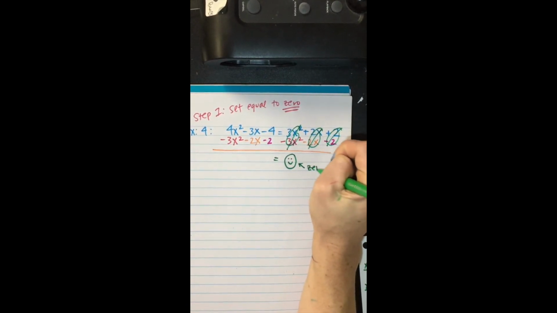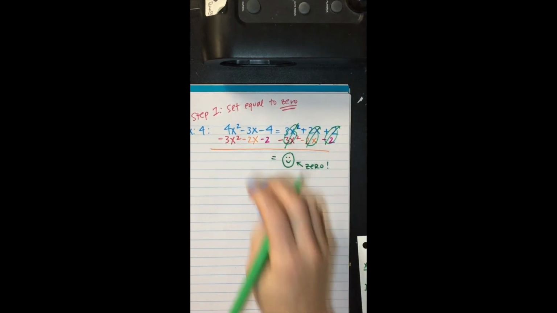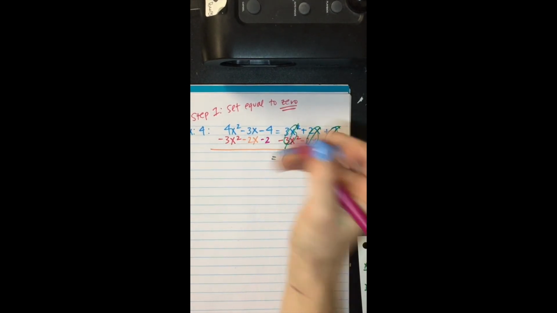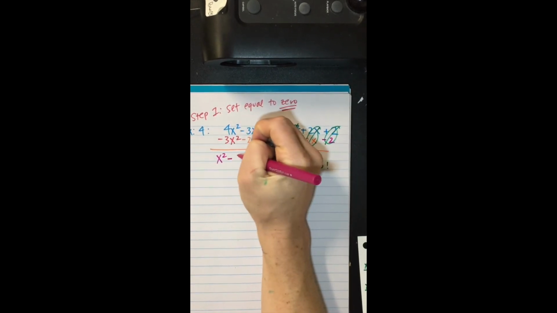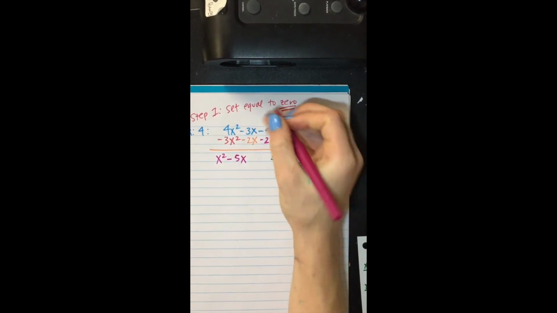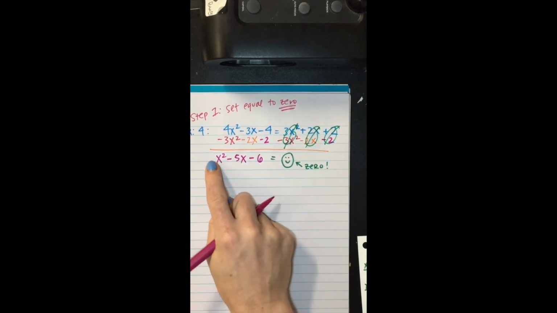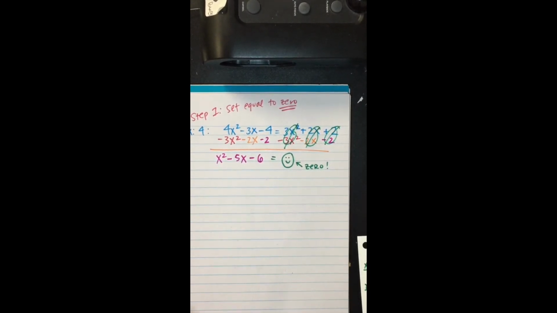That's a 0. And then what do I have over here? Well, 4 take away 3, that's x squared. Negative 3 minus 2 is negative 5x. Negative 4 minus 2 is negative 6. Okay, now I have a trinomial equal to a 0.